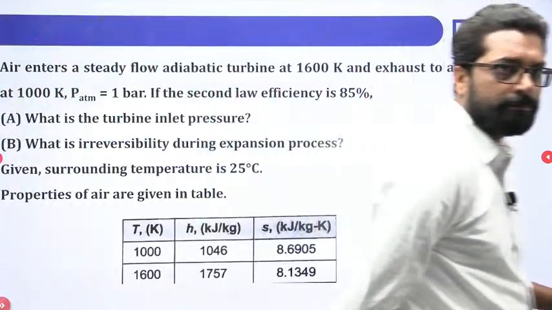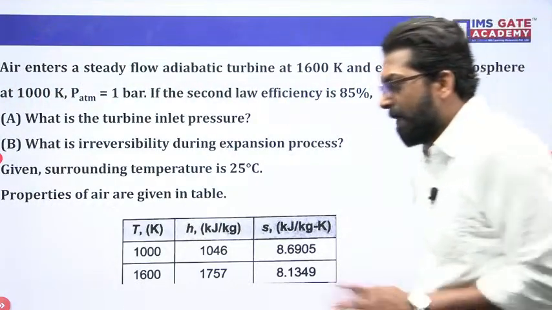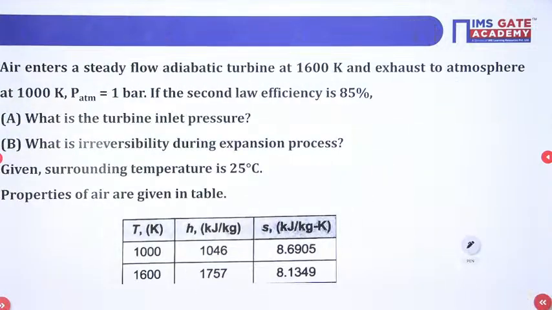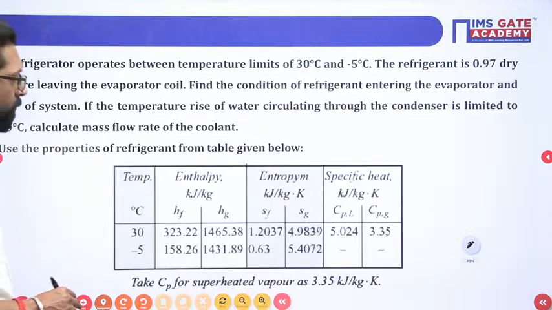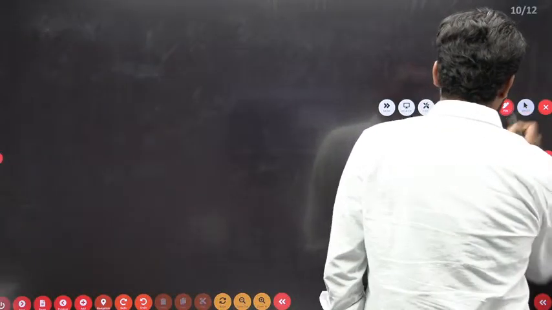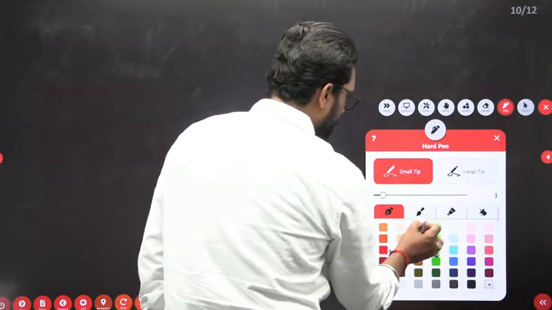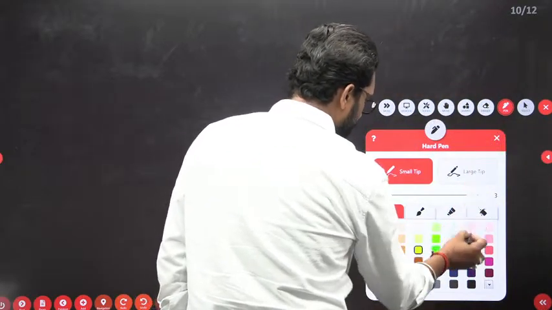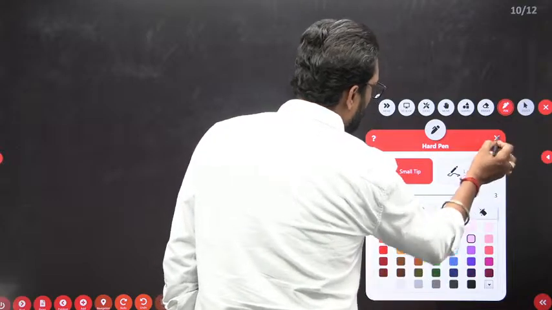Clear? Everyone please tell me. This is clear. This is a very good problem. Please tell me, beta, this is clear. Okay. Now we have to take this one. Okay, beta. Let's start this problem very quickly.